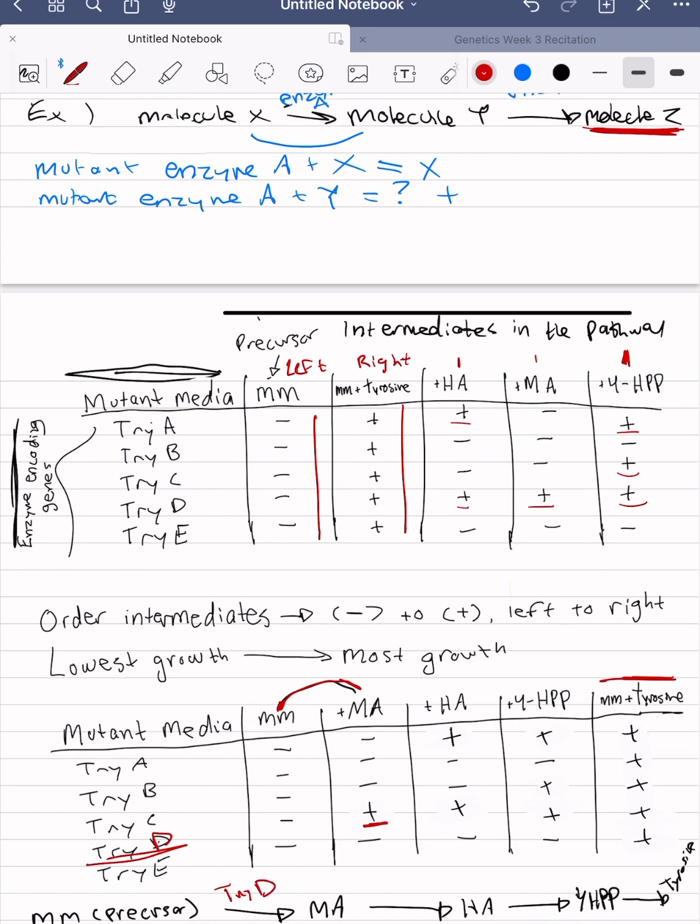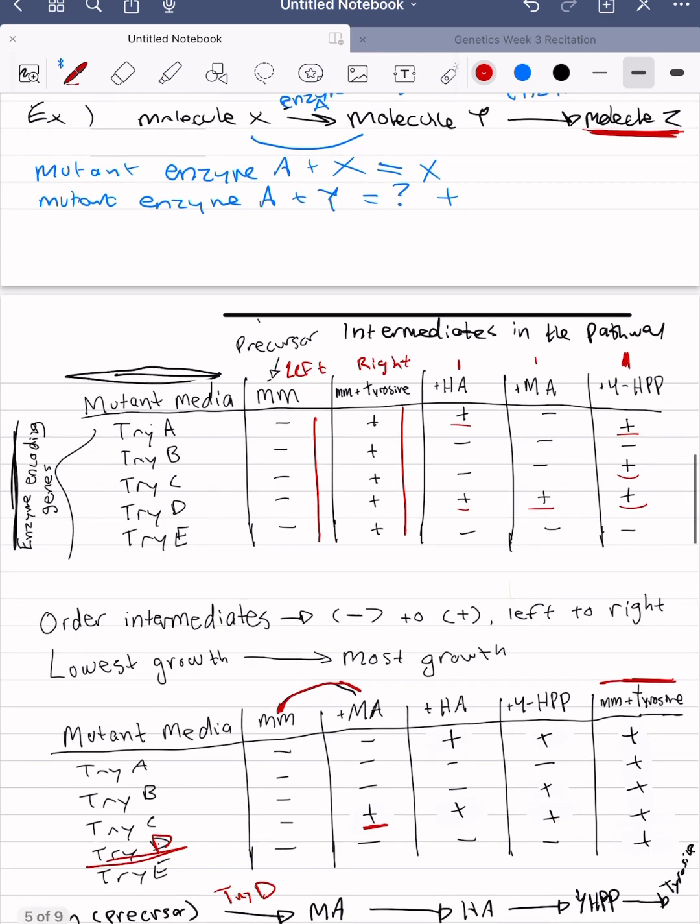If we look at HA, which is the next step of the pathway from how we organized it, we find that tyrosine A now has growth, which would mean that tyrosine A is the gene that converts MA to HA. Going on to HPP, we find that tyrosine C has growth, in which it didn't have growth before, which would mean that the conversion from HA to HPP is facilitated by tyrosine C.